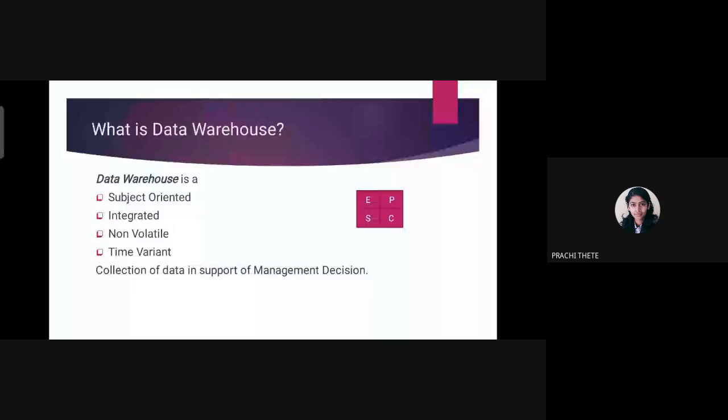Now let us see what is the actual definition of data warehouse. Data warehouse is a subject-oriented, integrated, non-volatile, time-variant collection of data in support of management decisions. So what is subject-oriented?